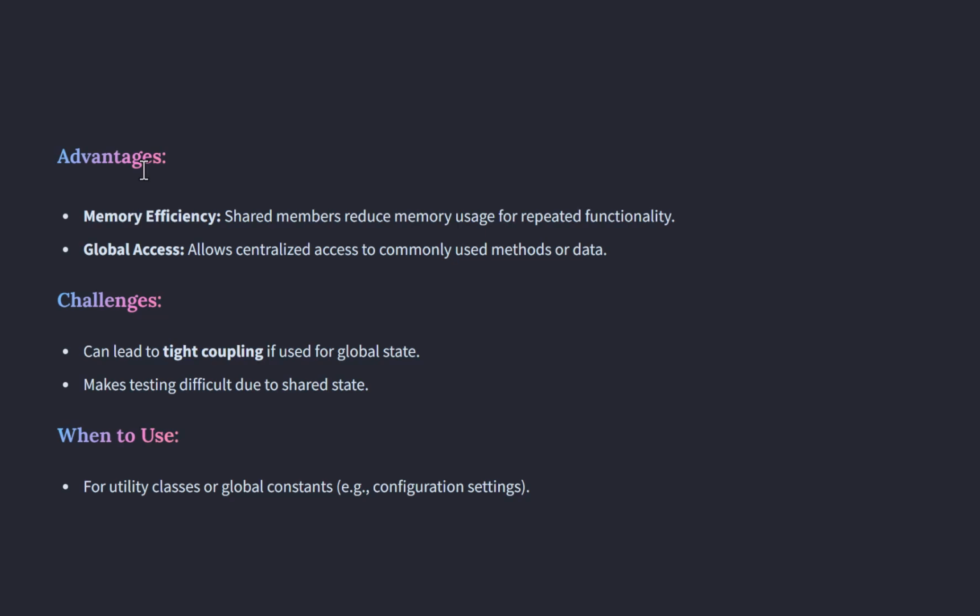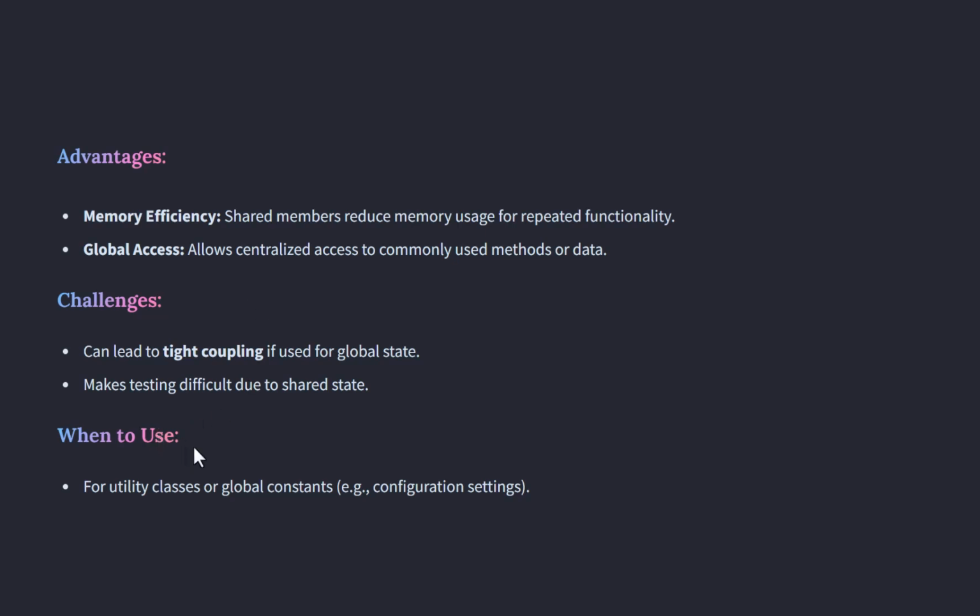Second, utility function. It's going to provide methods that don't require an object instance, like Math.Sqrt, square root. Number 3, memory efficiency. It's going to avoid duplicating memory or duplicating a member across multiple instances. And definitely the global access, which is going to make the data and methods globally accessible without instantiating a class.